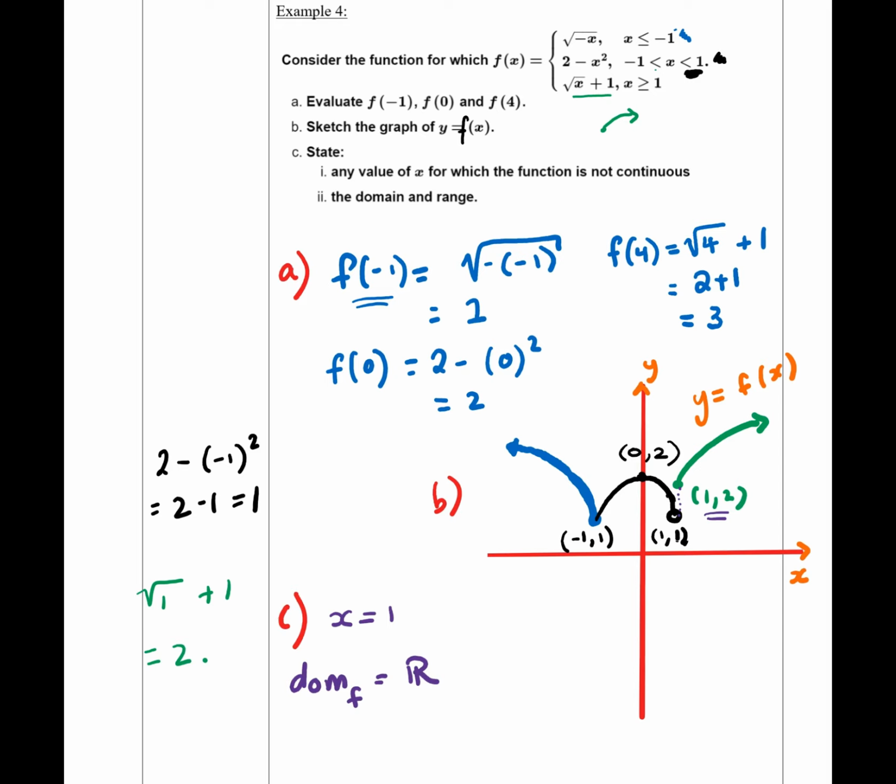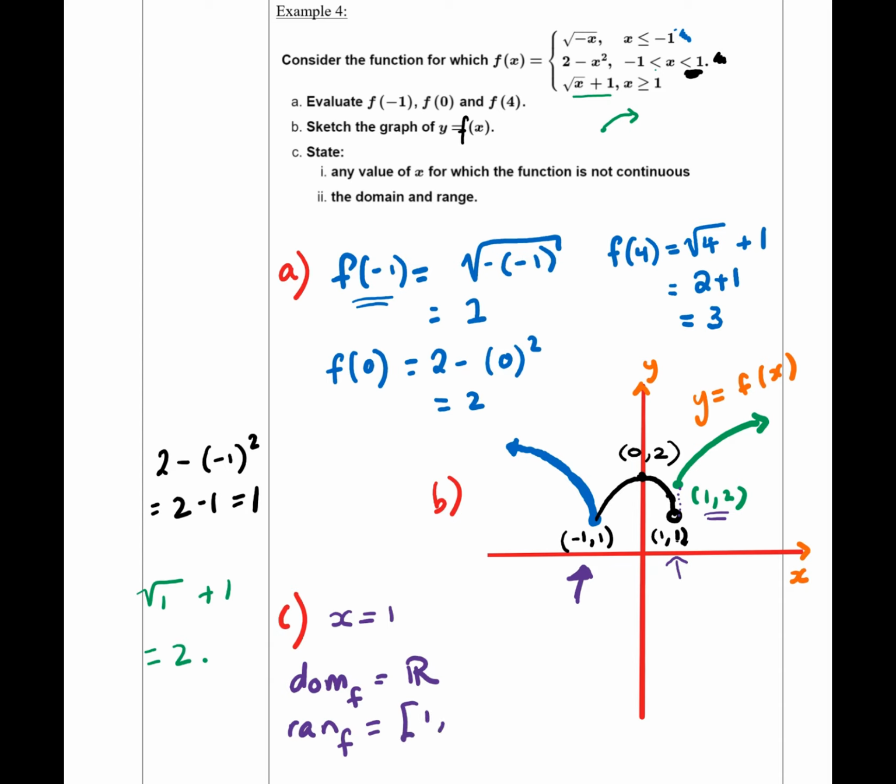The range is a little bit trickier. The lowest value we can see is at this point, -1, 1. It's not over here because that is not inclusive of that point. And so I do know, though, that from this point here, that's where I'm reading it from, the lowest value for y, so the least value of the range, is going to be 1.